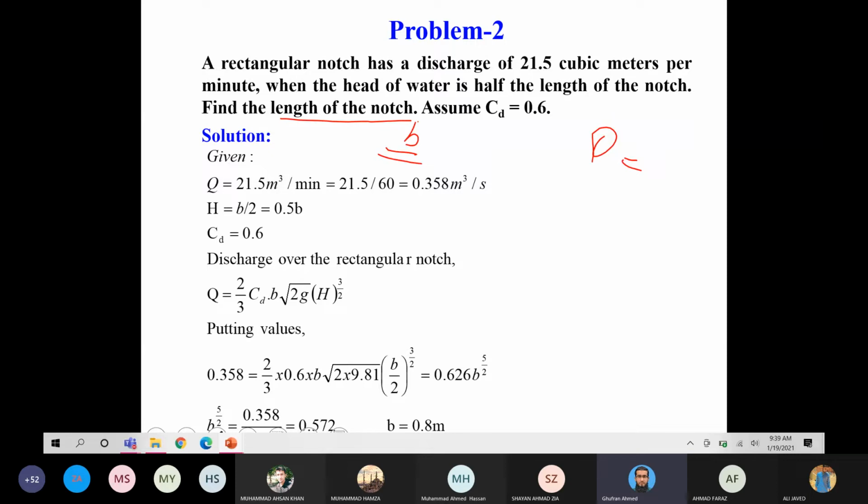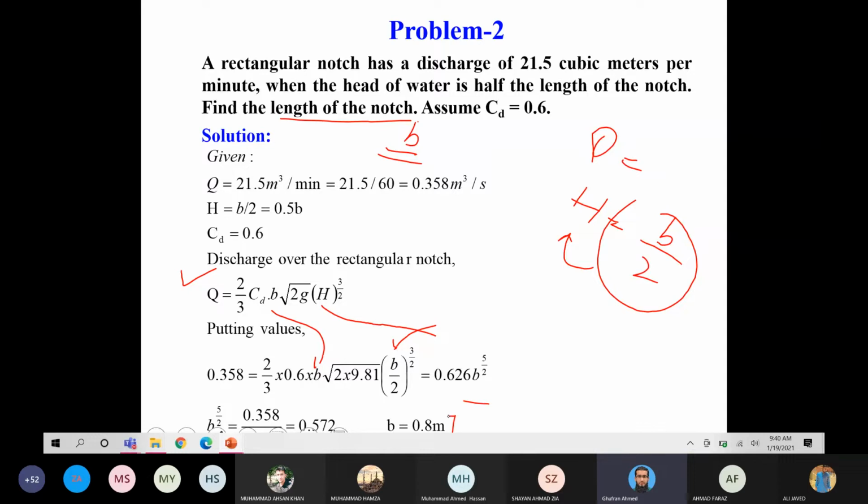A rectangular notch has a discharge of 21.5 cubic meters per minute. मिनट को हम सेकंड में कन्वर्ट कर सकते हैं. When the head of water is half the length of notch. अब ये क्या कह रहा है? Head of water क्या है जी? Half the length of notch, B by 2. So just write B by 2 in terms of H, I mean instead of H. Q का फार्मूला ये है, बाकी सारी चीजें गिवन है. H को हमने B by 2 कर लिया, B को एज इट इज रहने दिया. इक्वेशन को जस्ट सॉल्व करना, you will get this B. ठीक हो गया? Yes, sir.